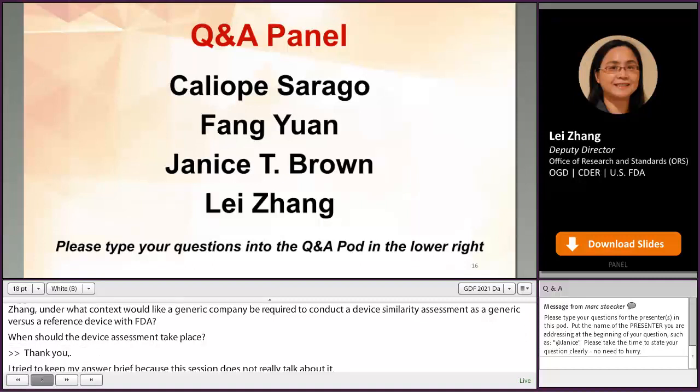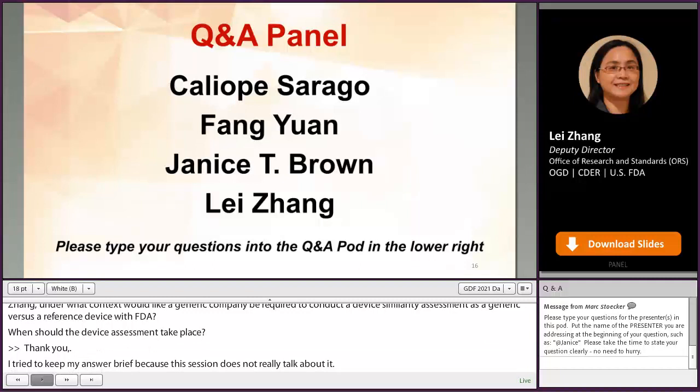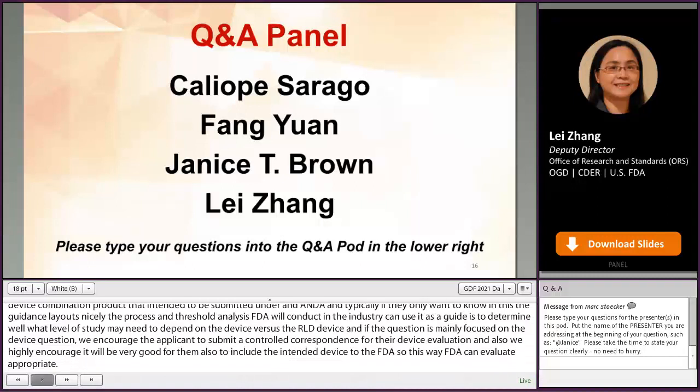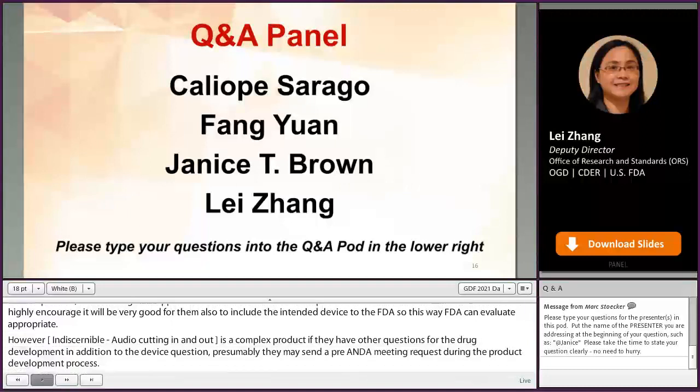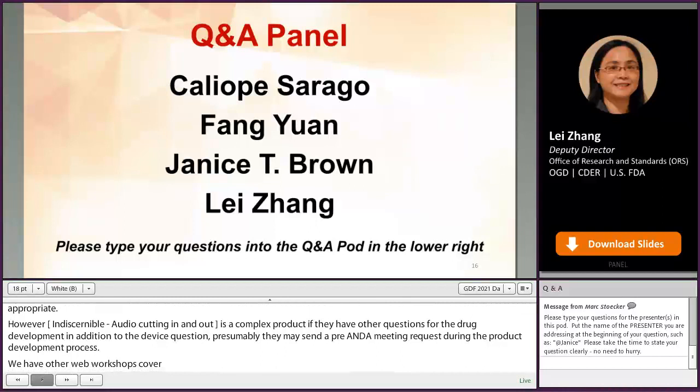However, because some drug-device combinations are complex products, if they have other questions for the drug development in addition to the device question, presumably they may send a pre-ANDA meeting request during the product development process. We have other workshops that cover this topic, so we encourage people who are interested to sign up for other SBIA events, which will have more in-depth discussion about this topic. Thank you.